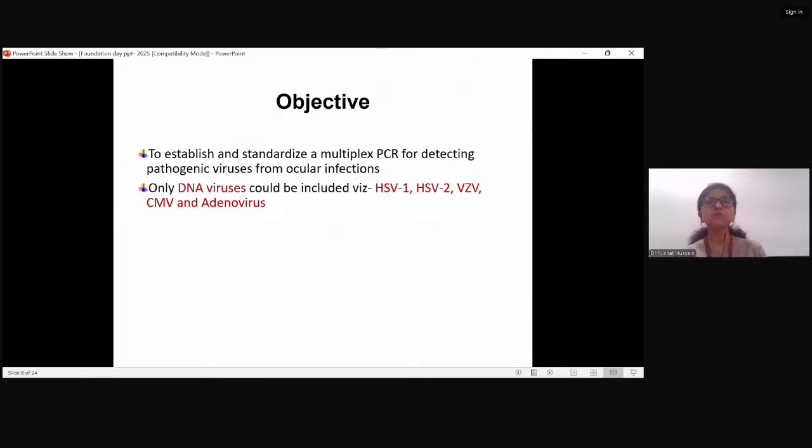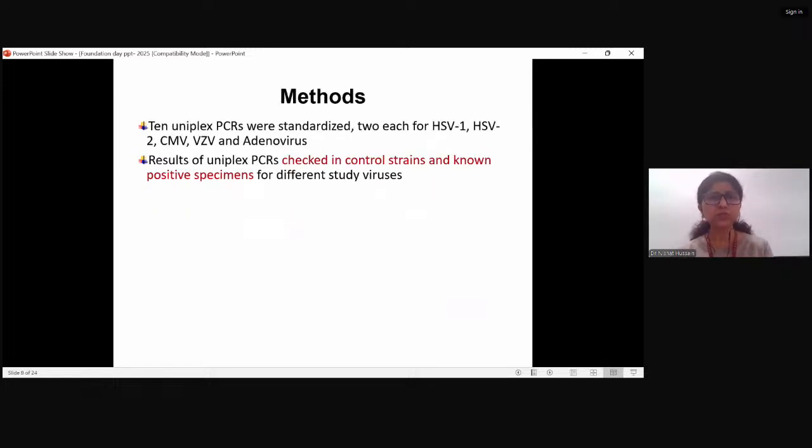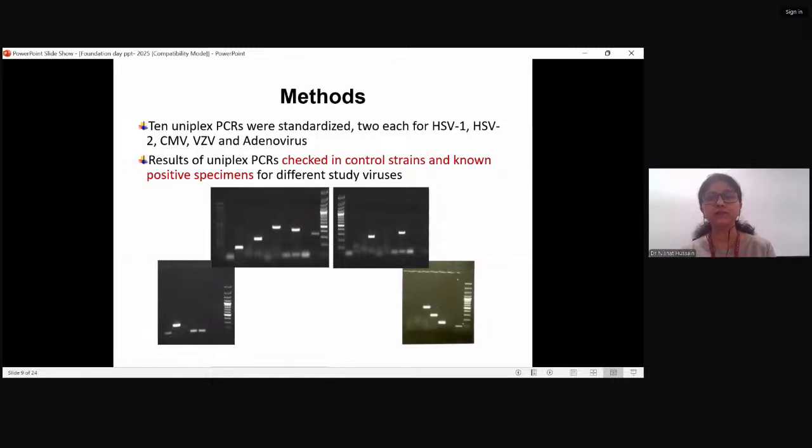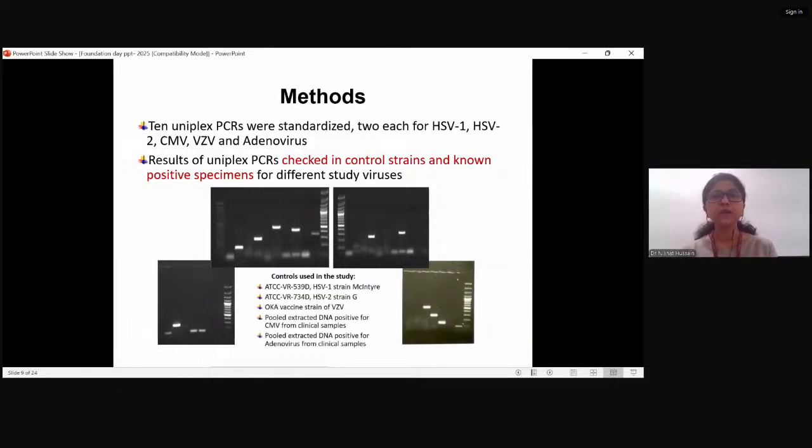So with this background, we move to our objectives: we wanted to establish a multiplex PCR for detecting ocular viral infections. However, we could only multiplex DNA viruses, including herpes simplex virus 1 and 2, VZV, CMV, and adenovirus. Enteroviruses being RNA viruses could not be multiplexed. So we first standardized 10 uniplex PCRs, 2 for each of the viruses of interest, and then these standardized PCRs were checked in control strains and known positive specimens for different study viruses. These were the controls which we used.